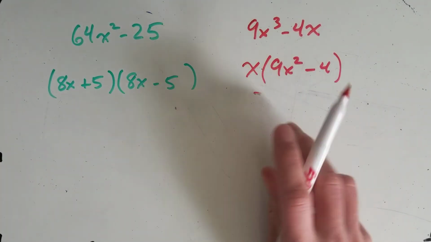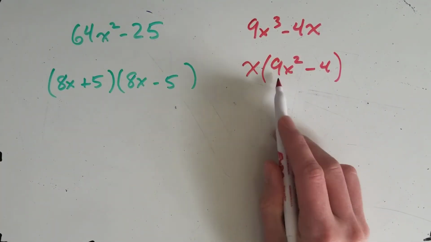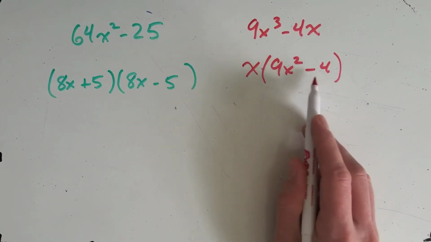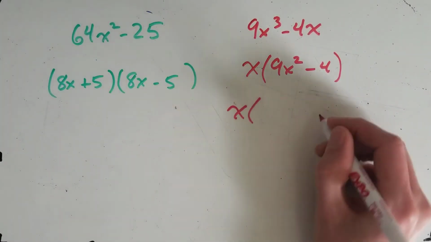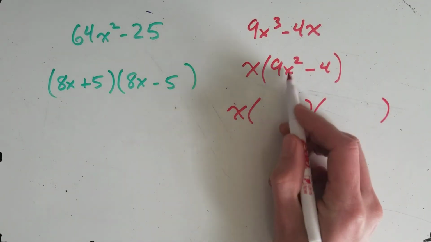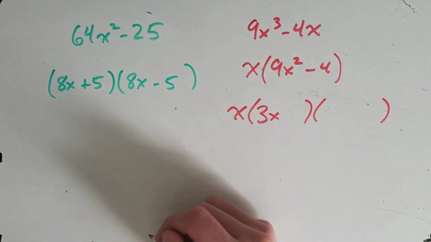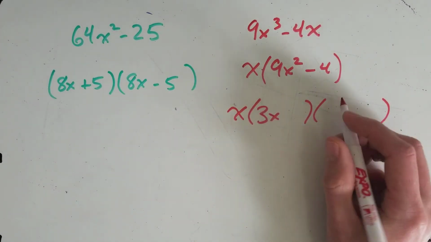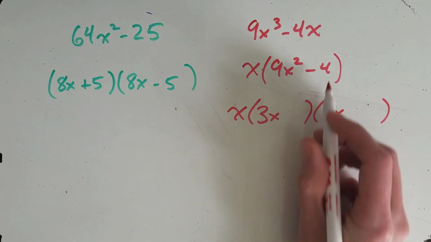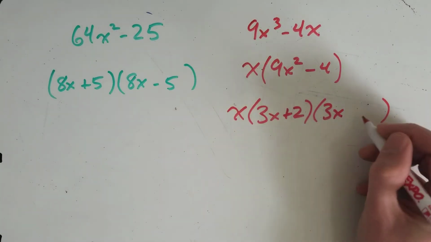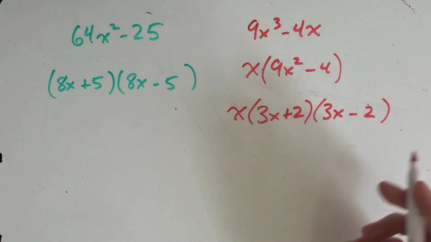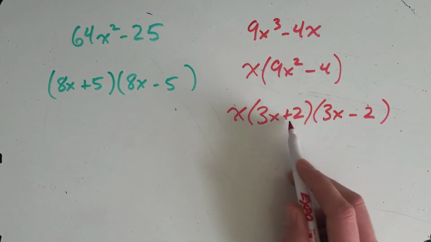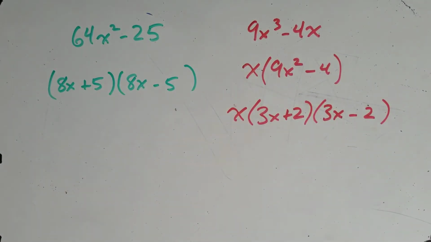Now here you would double check and say, is this a difference of squares? We have 2 terms. We're subtracting. They both have to be perfect squares. And you're going to find out that 9x squared is a perfect square. 3x squared would give us 9x squared. And our b term is going to be plus 2 and minus 2, because 4 is a perfect square. So this would be the completely factored form of this right here.